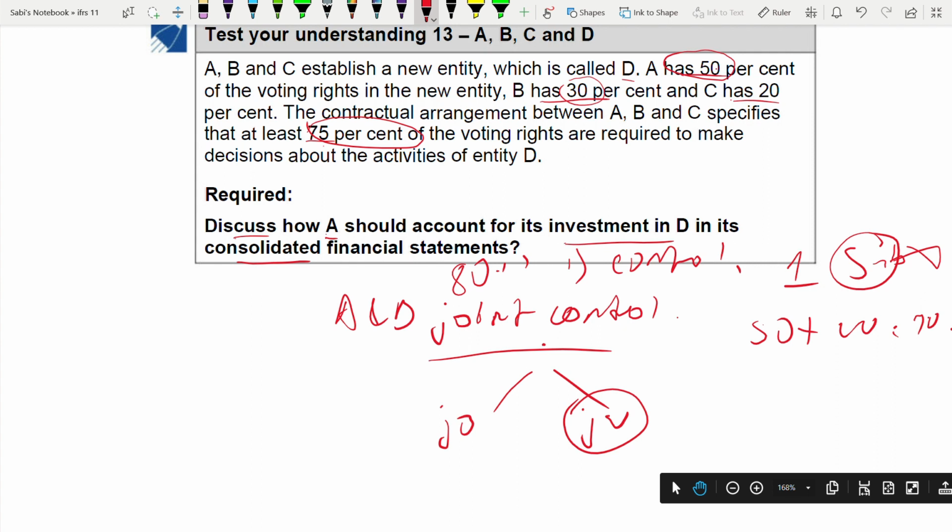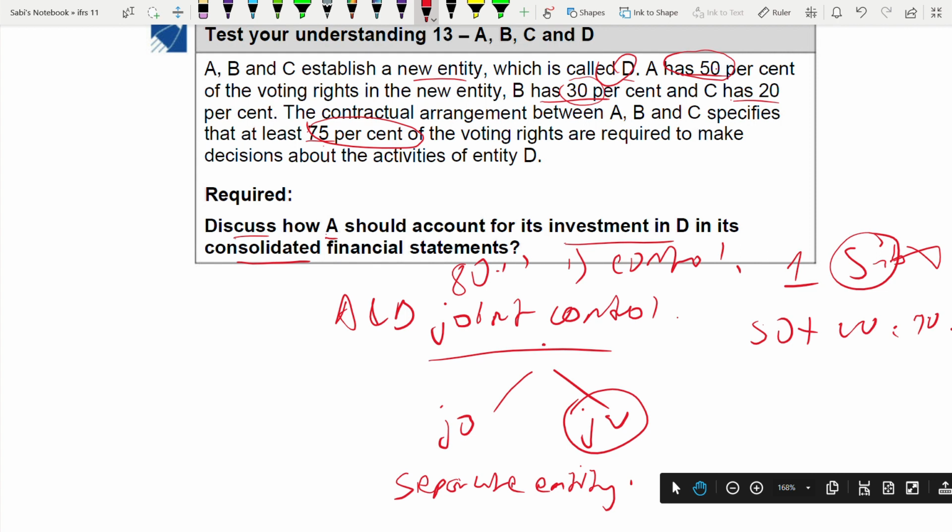Because it's a separate entity. They have a separate entity, D. They've established a new entity to have joint control over there. That's why it's a joint venture. Separate entity. This is the reason. They have joint control over a separate entity, that is D. That's why it's a joint venture.